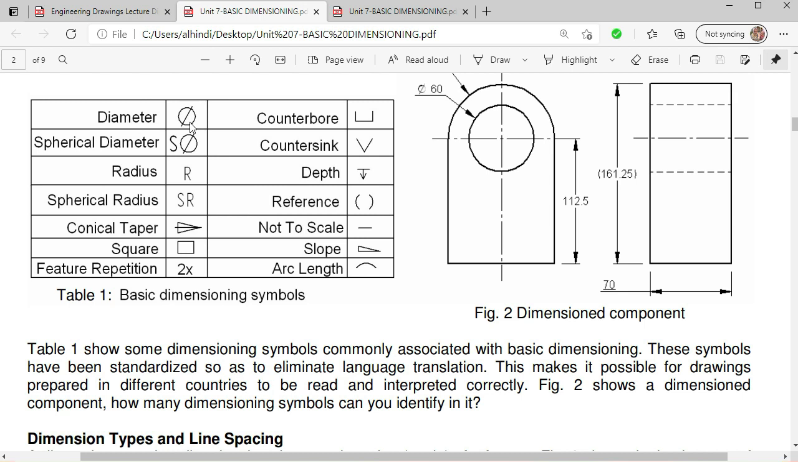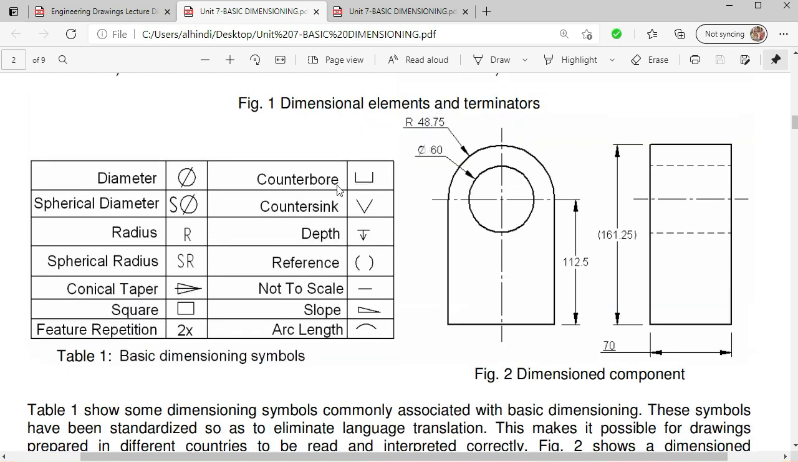This is the diameter, and a phi symbol is used to denote the diameter, and diameter is used when there is a complete full circle. To denote the dimension of that, we use phi, the diameter. And then is the radius. Radius is used when there is not a complete circle and we have to denote the radius. So we use R in capital.